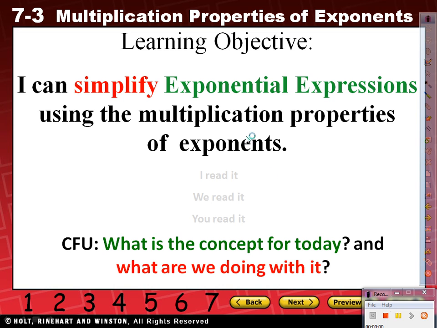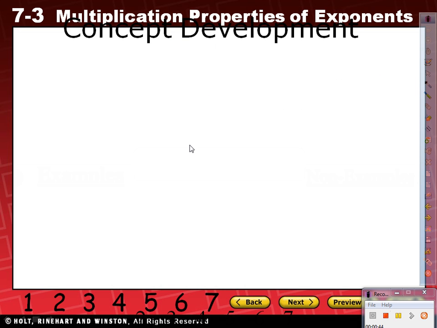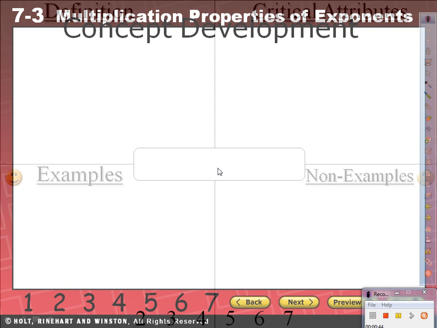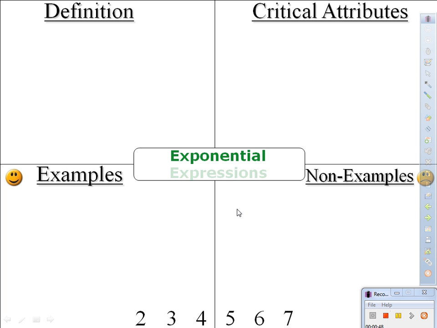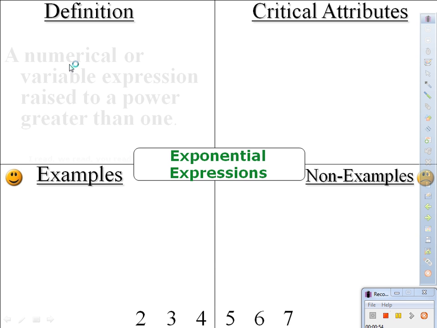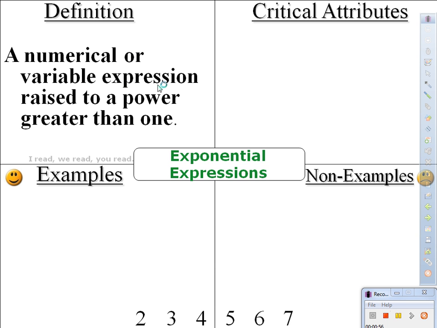So now, let's fill out our Frayer model. Since it's a new concept, what goes in the center? Exponential expression. So write that in there, please. And here's the definition. Exponential expressions are a numerical or variable expression raised to a power greater than 1.